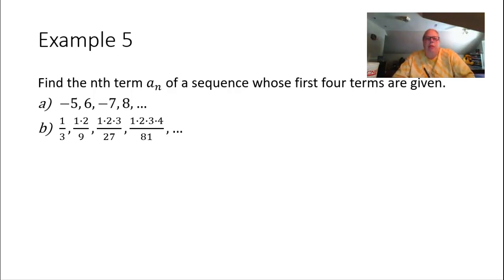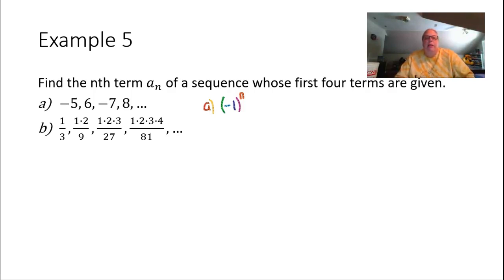Example 5, find the nth term, a sub n, of a sequence whose first 4 terms are given. Part A: -5, +6, -7, +8. Okay, the first thing I notice here in part A is that our terms are alternating signs. We have a negative and then a positive and then a negative and then a positive. Well, one way that we can make that happen, and we saw this in an earlier example, is if we take -1 and raise it to the power of n. When n is odd, we're going to get a negative number. When n is even, we're going to get a positive number.